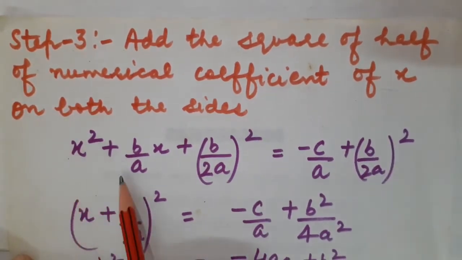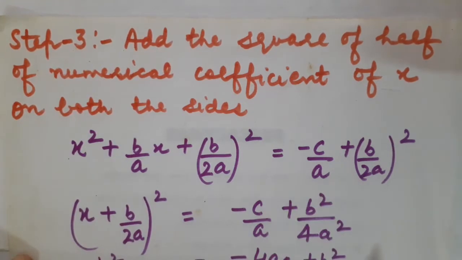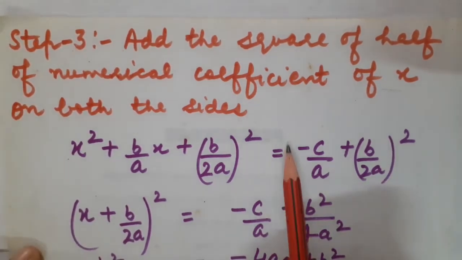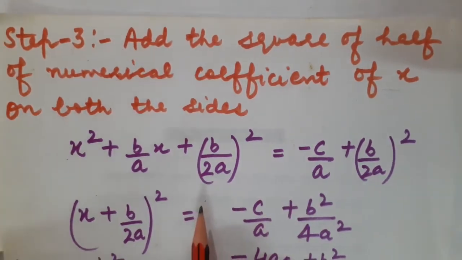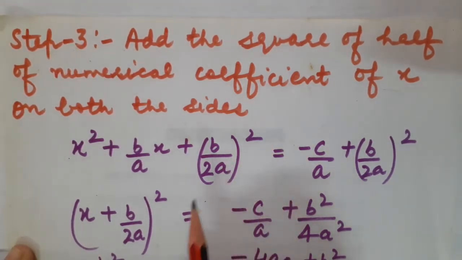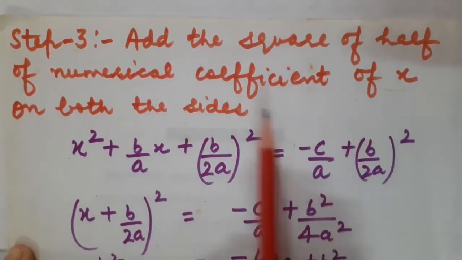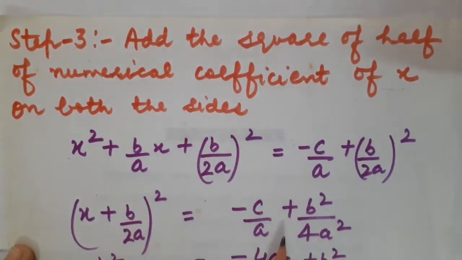Because here we are dealing with an equation, whatever changes we are going to do on the left hand side, those very changes must be done on the right hand side also. After all, it is the concept of equality. The equal to sign is present in the equation, that you know very well, children, right? So what is the third step? This is the most important step. First of all, you have to take half of the numerical coefficient of x. And then you have to make its whole square and add it on both the sides.